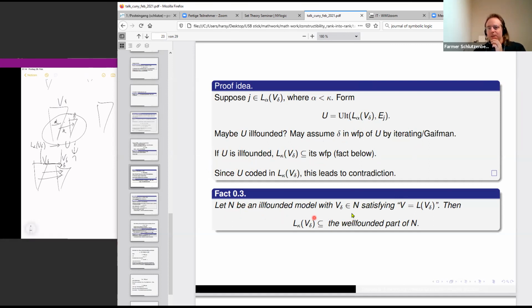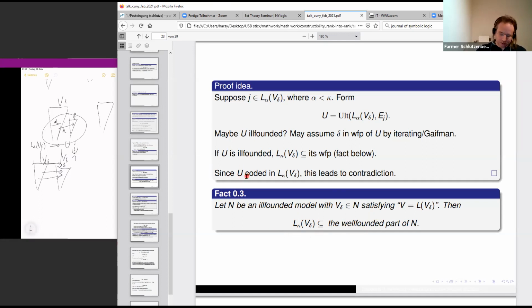If you've got any ill-founded model with V delta in that model, and that model satisfies that I am L of V delta, it's ill-founded, then the well-founded part has to contain everything up to the first admissible. So that's a standard calculation, not too hard to see. So that's what has to happen here with our U.